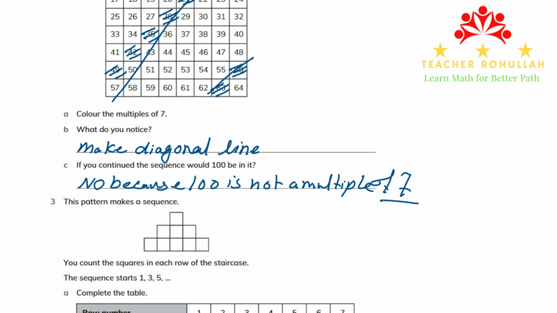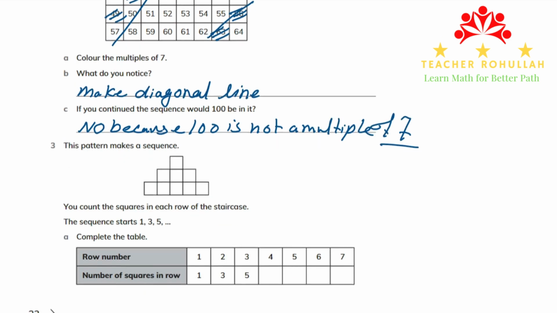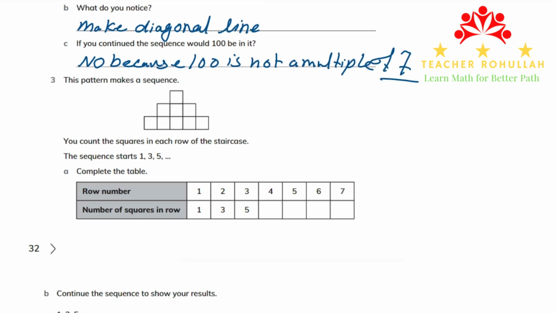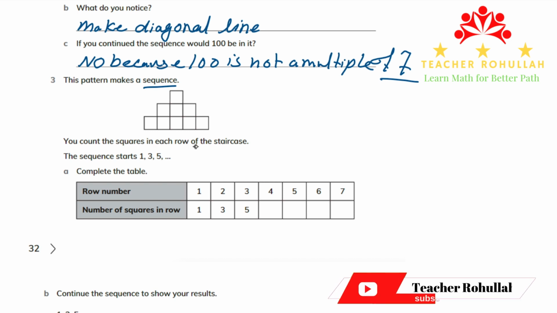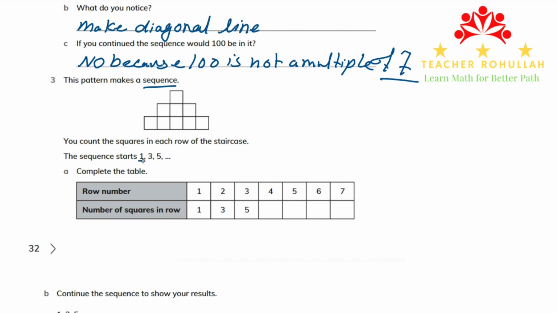So question 2 is also done. Let's move to question 3. Let me scroll a bit down. Okay, in question 3 it says, this pattern makes a sequence. You count the squares in each row of the staircase. The sequence starts at 1, 3, 5. Complete the table.